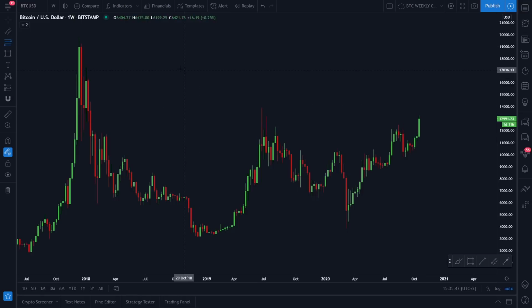So guys, today I'm going to show you a very interesting scenario unfolding right now in a bigger time frame, the weekly time frame, also in the daily time frame, and we are also going to look at a very interesting scenario unfolding in a smaller time frame.